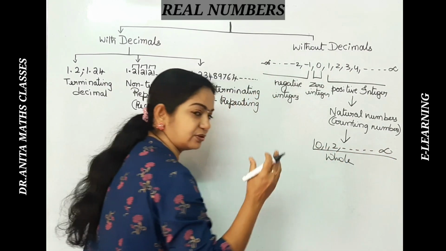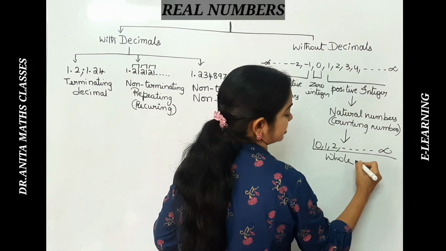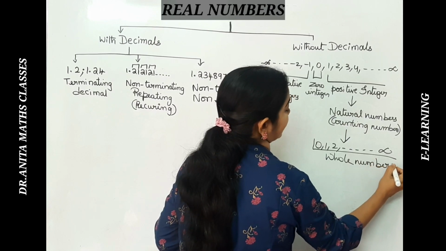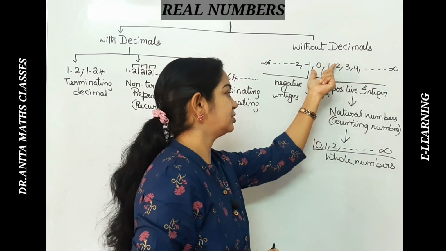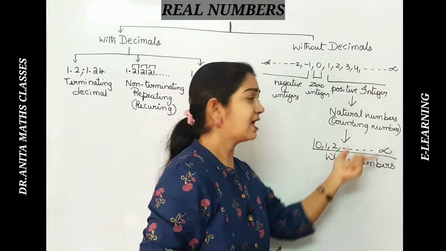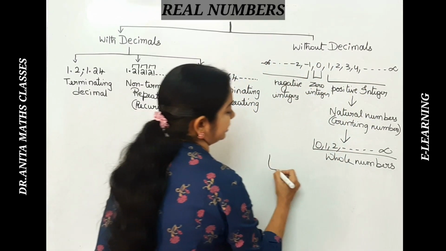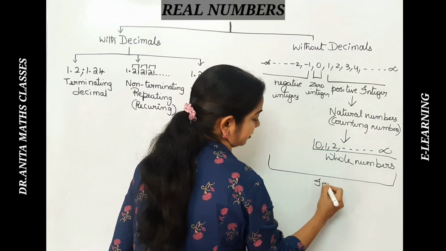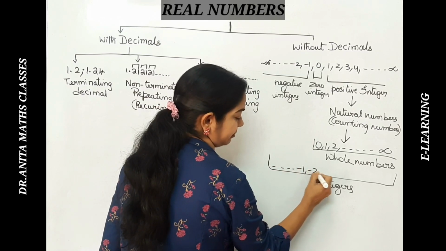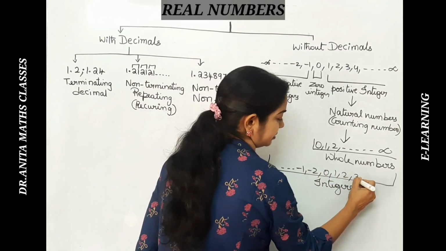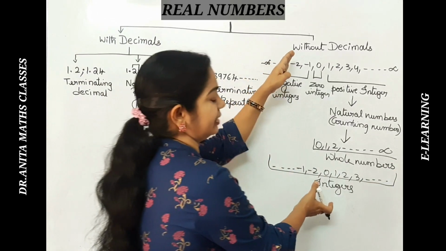So the whole part, 0 along with the natural numbers, is considered as whole numbers. Along with 0 we call them whole numbers, and the complete set along with the negative integers we call integers, right? So integers have negative numbers, 0, and positive numbers, but they are numbers without decimals, right? So these are called the integers.